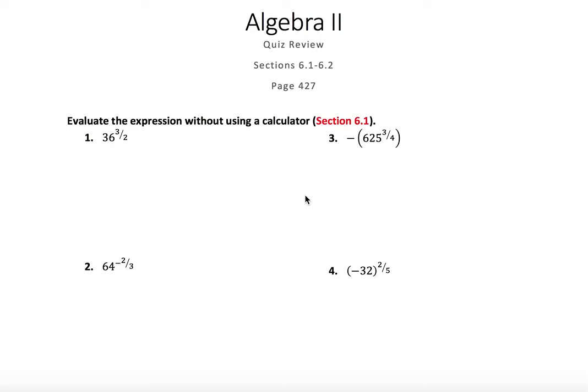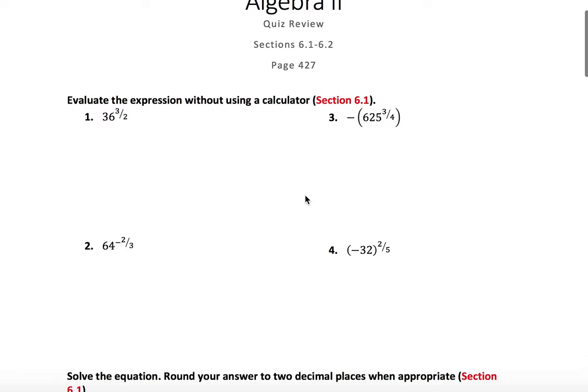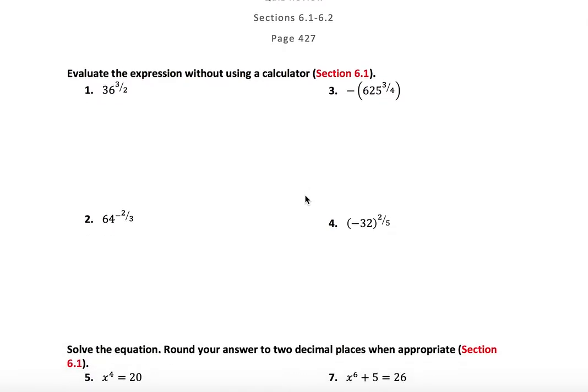Right, so this is the first of two videos for the section 6.1 through 6.2 quiz review. What I'm doing is just the problems on page 427 in your textbook. In this first video, we're just going to review the problems that correlate with section 6.1. All right, so here are the first four questions.